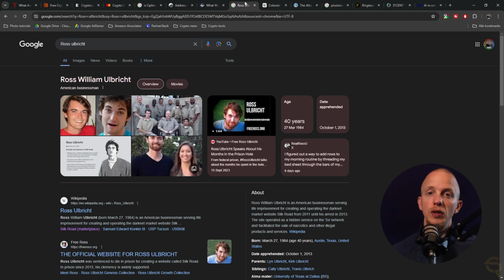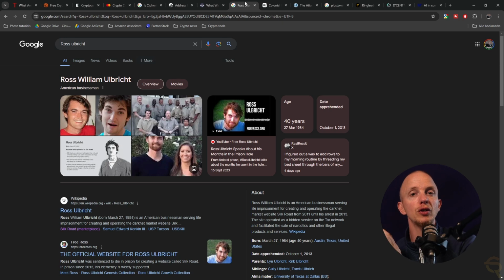Now, in October 2013, Ross Ulbricht was arrested in the San Francisco Public Library, and the FBI seized the Silk Road website. Ulbricht was found guilty of 7 charges, including conspiracy to commit money laundering, computer hacking, and drug trafficking. He was sentenced to life in prison without the possibility of parole.